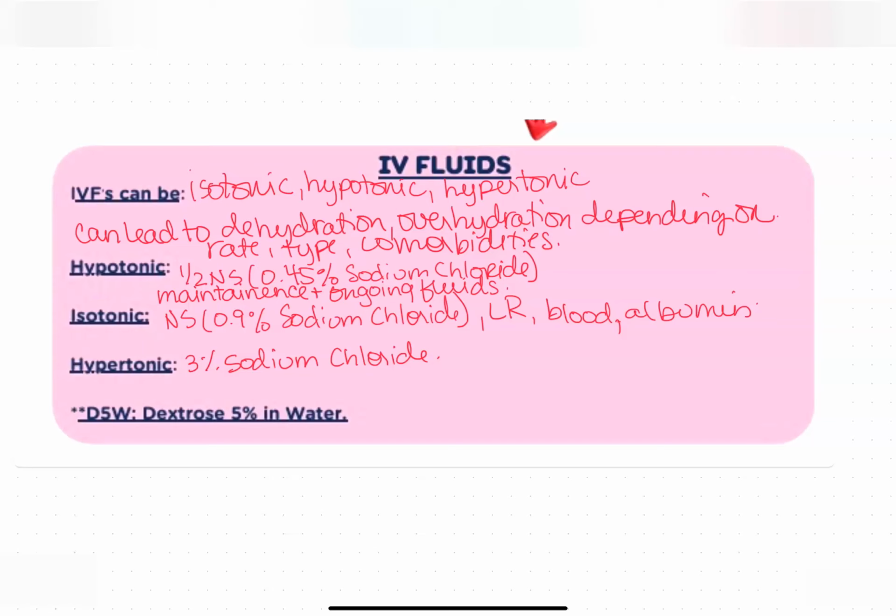Isotonic solutions are great for rehydration, maybe fluid resuscitation, and they're good for administering meds and blood. Isotonic solutions include normal saline or 0.9% sodium chloride, lactated ringers, blood, and albumin.